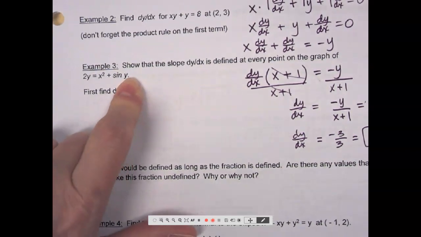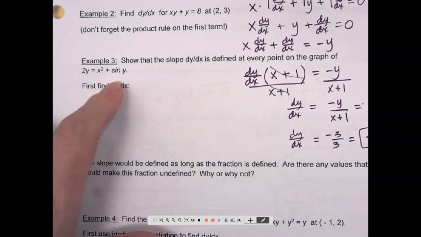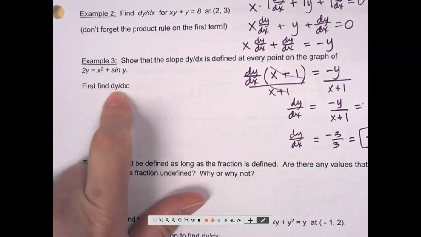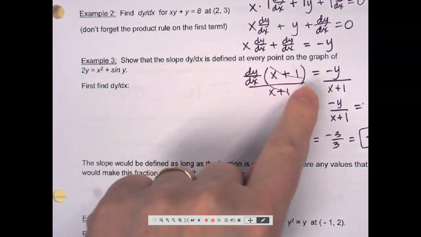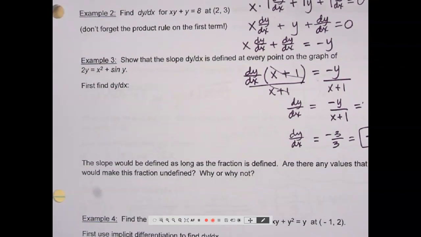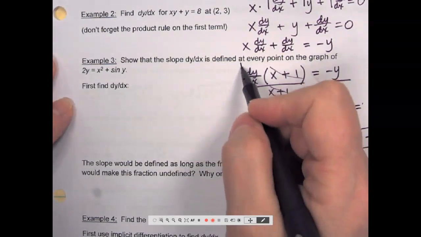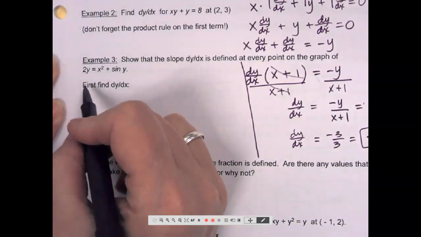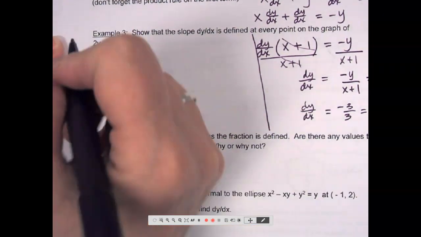Show that the slope dy dx is defined at every point on the graph of this. I have no idea what that looks like, and I'm not even real sure right now how to graph it on my calculator. And then I want to show that the slope is defined everywhere. Well, let's find the slope first, and then see what it looks like. So we're going to find the derivative. What is the derivative of 2y? 2 dy dx.